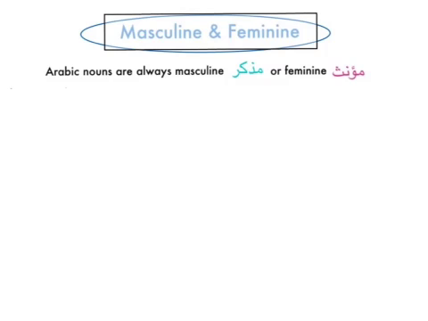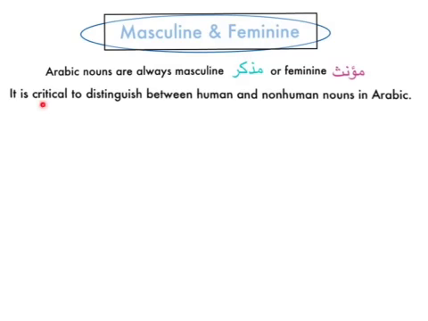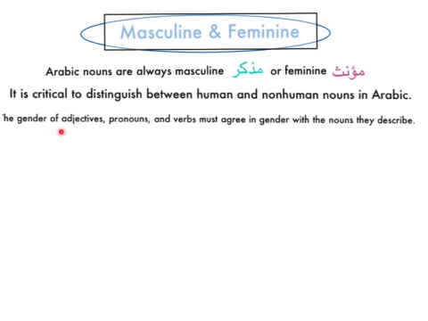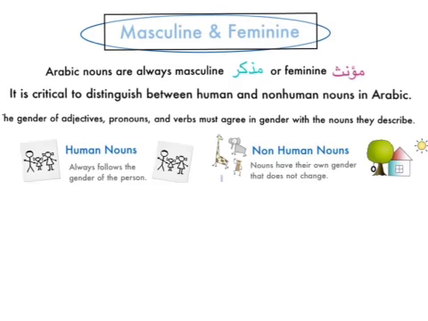Masculine and feminine, المذكر والمؤنث. Arabic nouns are always masculine, مذكر, or feminine, مؤنث. It is critical to distinguish between human and non-human nouns in Arabic. This is because the gender of adjectives, pronouns, and verbs must agree in gender with the nouns they describe. Human nouns always follow the gender of the person. However, non-human nouns have their own gender that does not change.